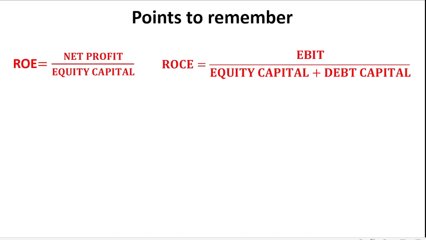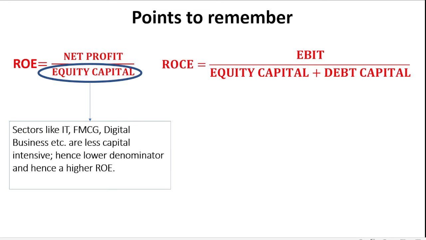Now let's try to understand some critical differences between ROE and ROCE, which you should definitely remember while analyzing ROE and ROCE of any company. Equity capital for sectors like IT, FMCG, digital business, etc. are less capital intensive, and hence the denominator here would be less. It would have higher ROE. So you would have seen that companies like HUL have very high ROE because they are not very capital intensive.